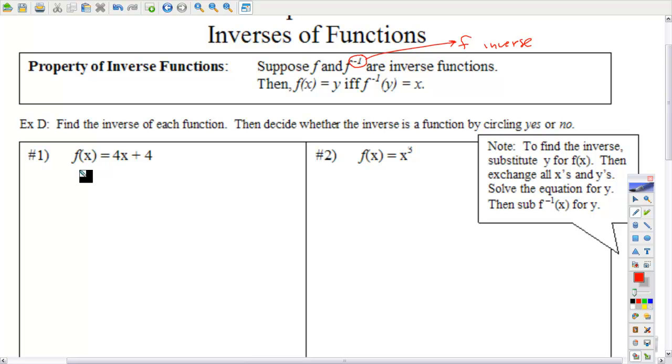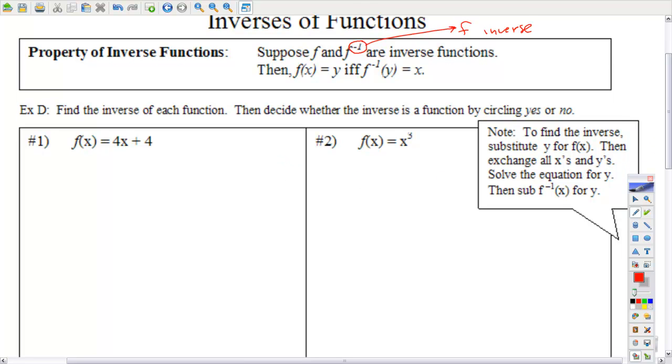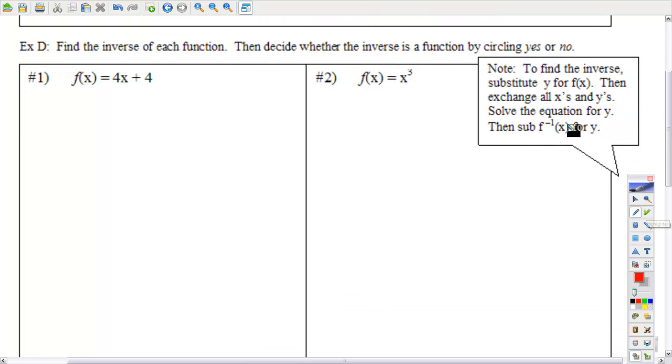Example D, find the inverse of each function. Then decide whether the inverse is a function by circling yes or no. I have steps here on how to do this problem. To find the inverse, substitute y for f of x. Replace f of x with y. That's the first step. Step 2. Then exchange all x's and y's. That means take any y's you have and make them x's. Take any x's you have and make them y's.